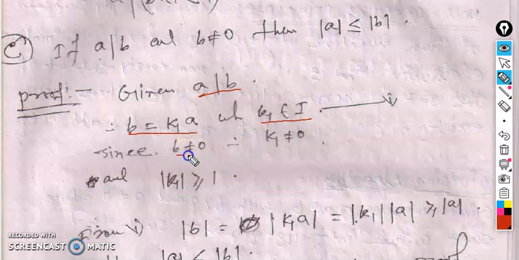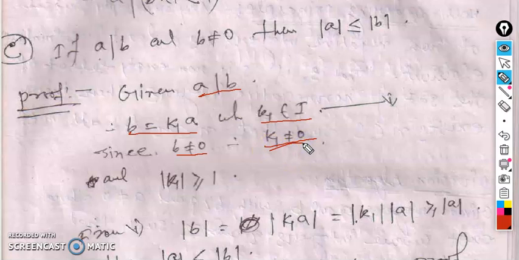And here it is given that b is not equal to 0. Since b is not equal to 0, then k1 should not be equal to 0, because 0 equal to something should not happen in a real-life problem. It may happen in the congruence case, but in the case of normal integer multiplication, it should not happen. So if b is not equal to 0, then k should not be equal to 0.